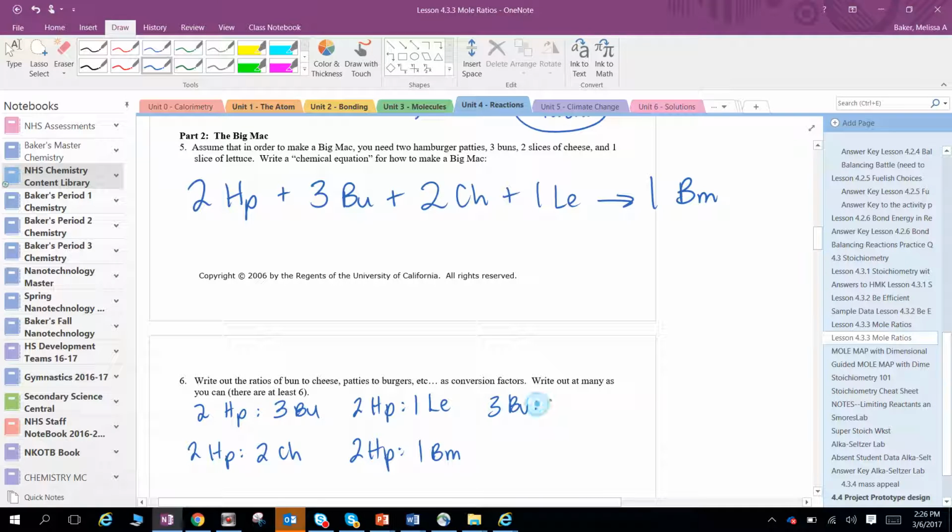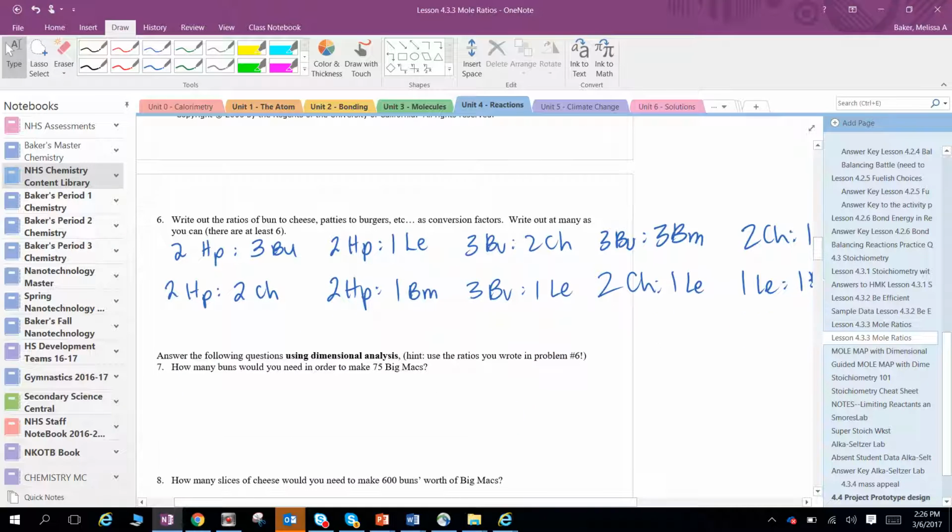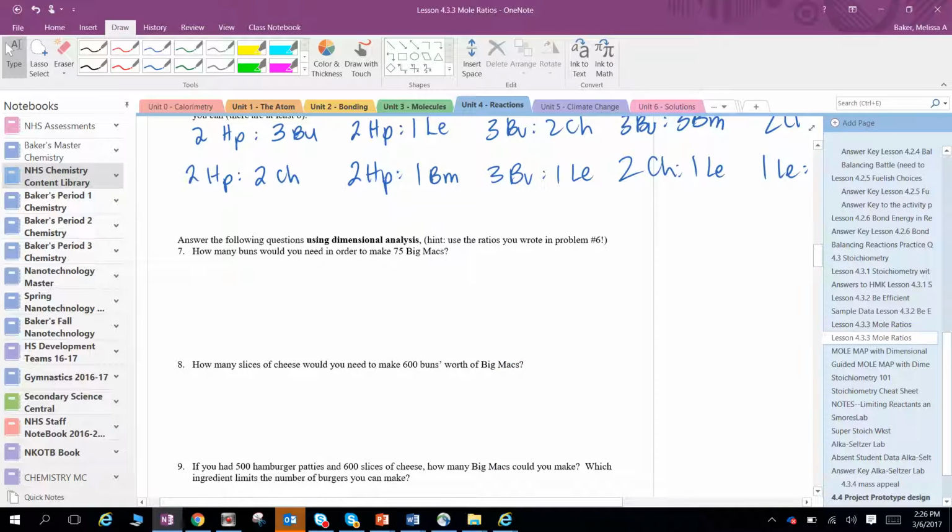3 buns to 2 cheese. 3 buns to 1 lettuce. 3 buns to 3 Big Mac. You could also simplify that to 1 to 1. You could also do 2 cheese to 1 lettuce, 2 cheese to 1 Big Mac, and 1 lettuce to 1 Big Mac. Lots of different ratios present here.